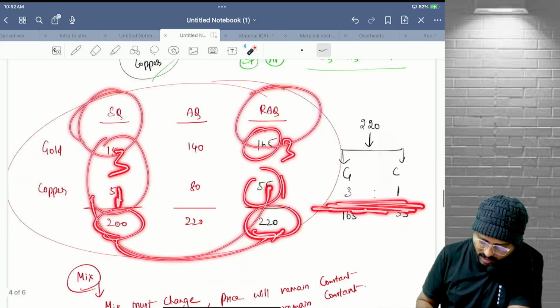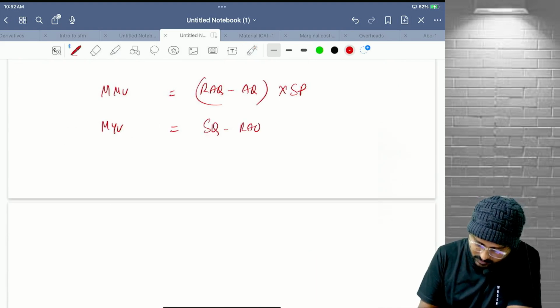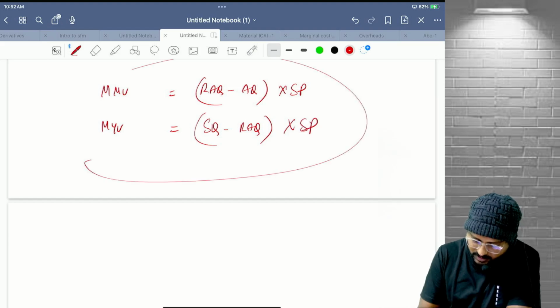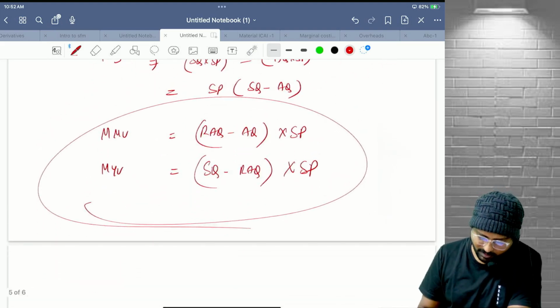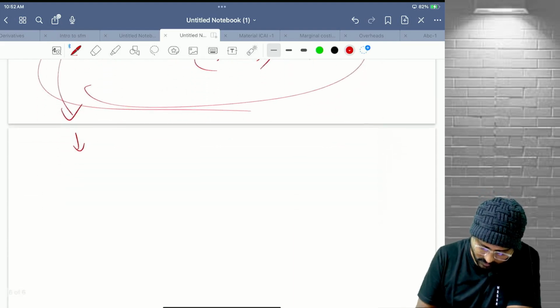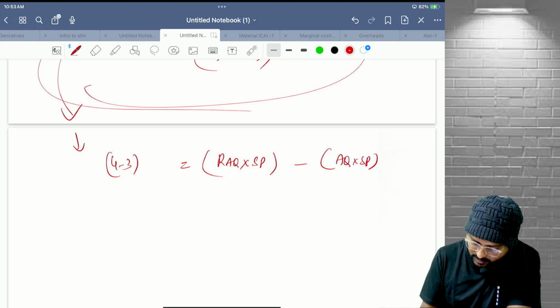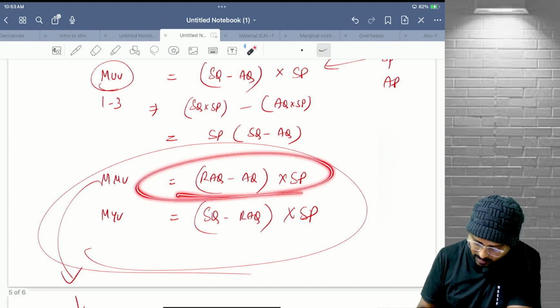So SQ and RAQ. So here I'll be writing into standard price. Correct? Even if you apply the formula, it will be the same. For material mix variance, what is the formula? Mix variance. What is 4? RAQ into SP. What is 3? AQ into SP. That is equal to, what is common? SP into RAQ minus AQ. Correct? That's what we have got here, right?